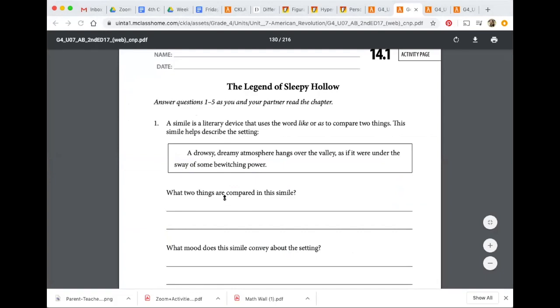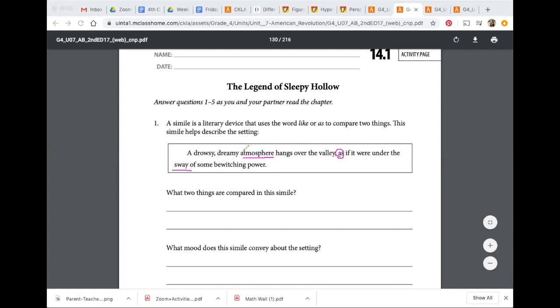So in that video, it was really quick. I don't want to play the whole thing for you. I just want you to get the gist of what a simile is. As a reminder, a simile uses like or as to compare two things. So right here in our story of The Legend of Sleepy Hollow, this is an excerpt from that story. It says, a drowsy, dreamy atmosphere hangs over the valley as if it were under the sway of some bewitching power.